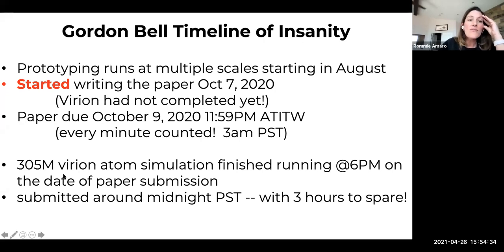The 305 million atom virion simulation finished running at 6 p.m. on the date of the paper submission due date. So at 6 hours before we actually hit submit, we actually got the performance benchmarks for the thing. That's how close it all was. And eventually we submitted with 3 hours to spare, which I thought was pretty impressive.